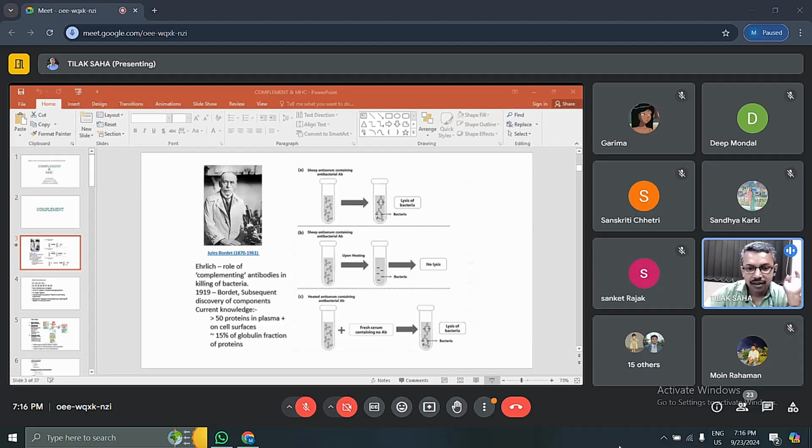So what was the picture? That picture clearly says that there is a certain factor present in normal serum, not an inoculated, not an activated, immunized serum. Normal serum contains a certain factor that assists the antibodies to kill bacteria.